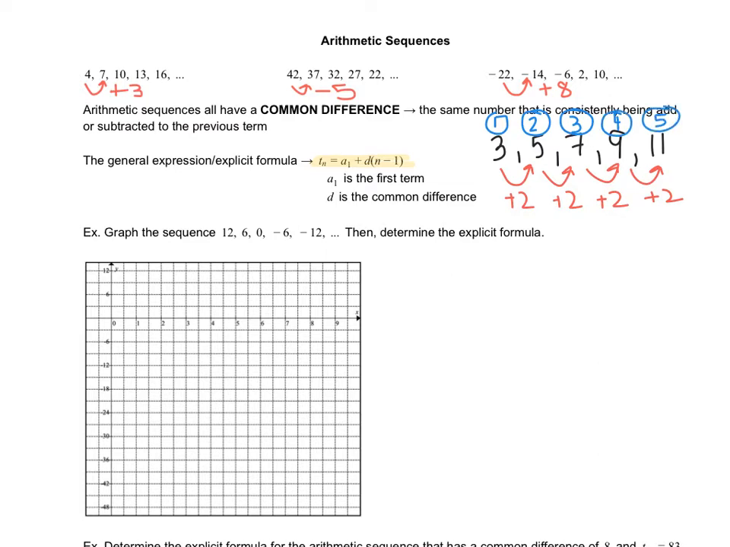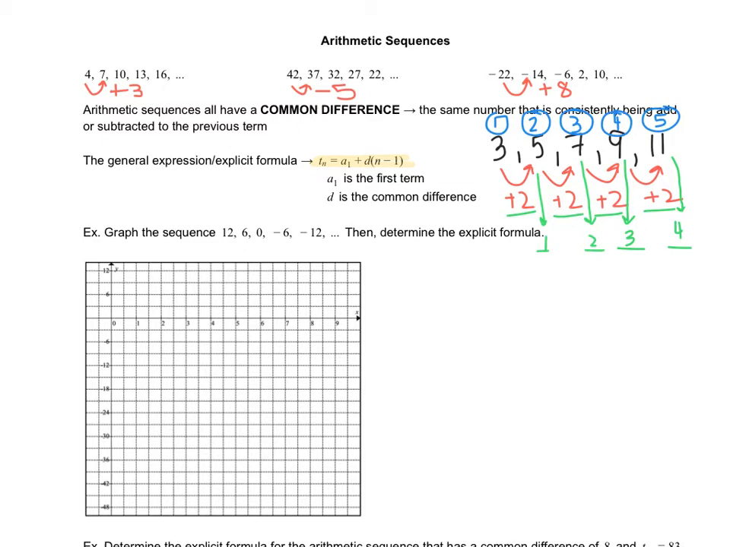Now, we're starting at 3, and we're adding 2 a number of times. So when I get to my second term, which is 5, I have added on 2 one time. When I get to my third term, which is 7, I have added on 2 two times. When I get to my fourth term, I have added on 2 three times. When I get to my fifth term, I have added on 2 four times. And I can see this by looking at the number of 2's I have. So to get to 11, here's the first addition, second, third, and fourth.